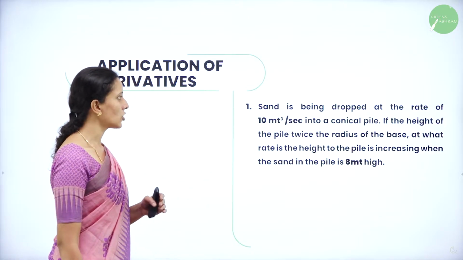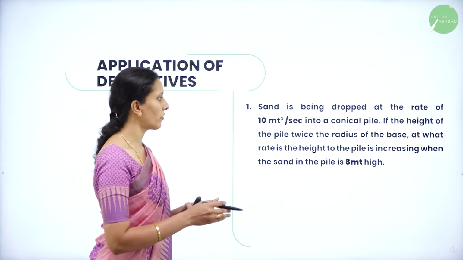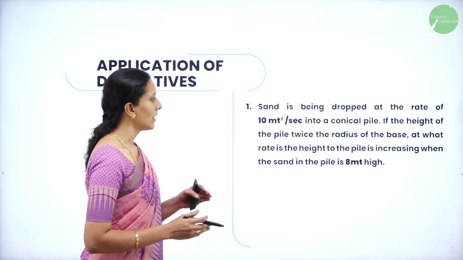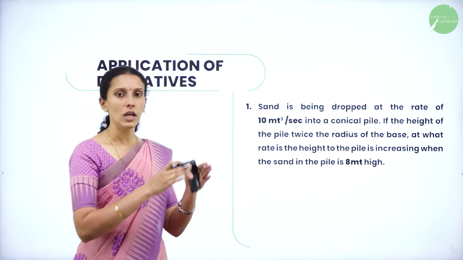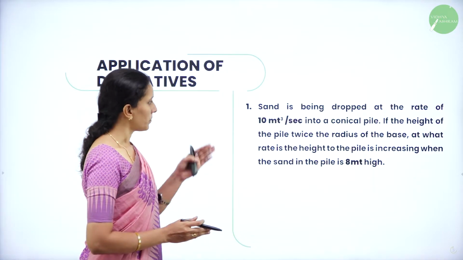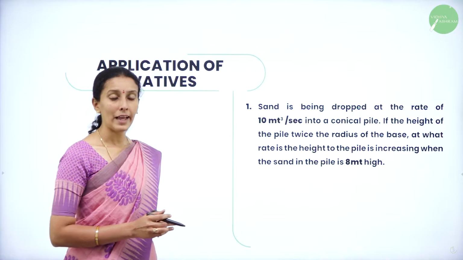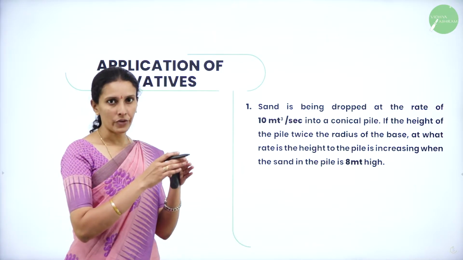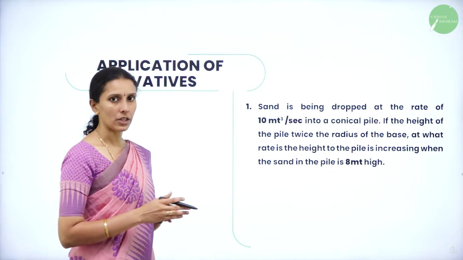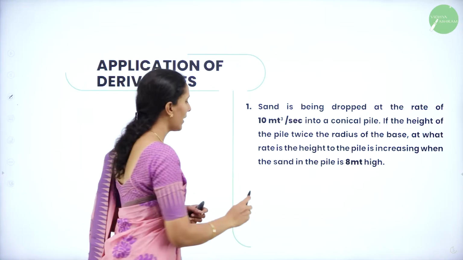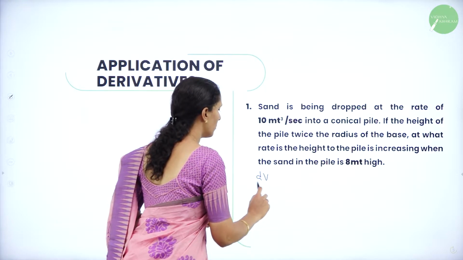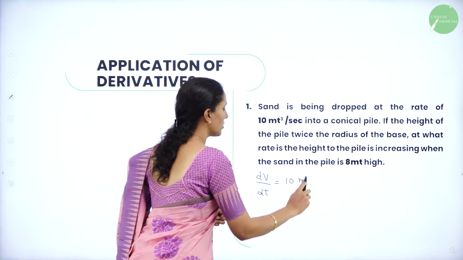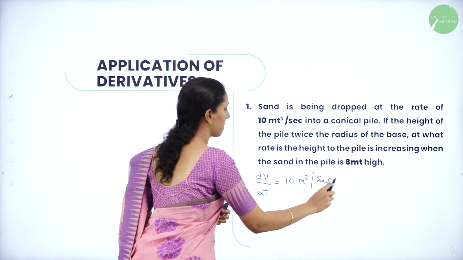So what is the condition given? Sand is being dropped to form a conical pile, it's a cone shape pile, and as it is dropping, it forms a cone shape. It is dropping at the rate of 10 meter cube per second. So the volume of the sand is increasing at the rate of 10 meter cube per second. So the rate of change of volume with respect to time is given as 10 meter cube per second.